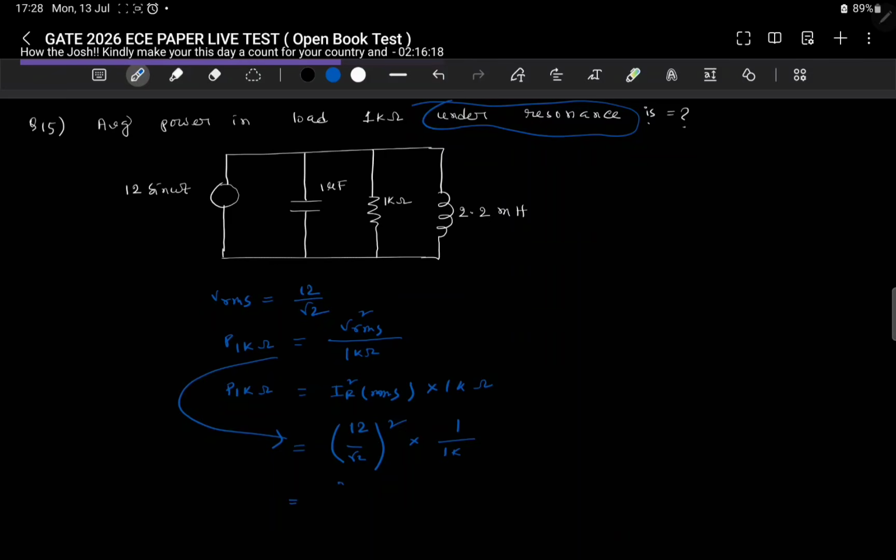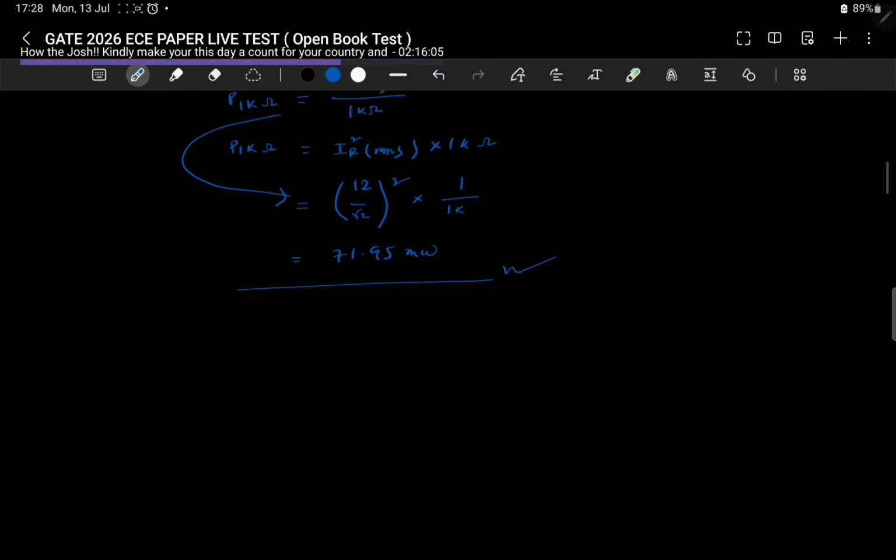So it will be, if you calculate it, it will come to this only. So please cross check it. This is the answer in milliwatt. Okay, milli comes from this kilo ohm.